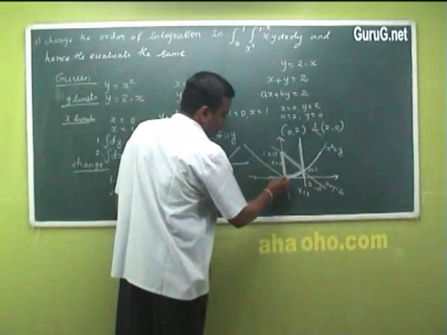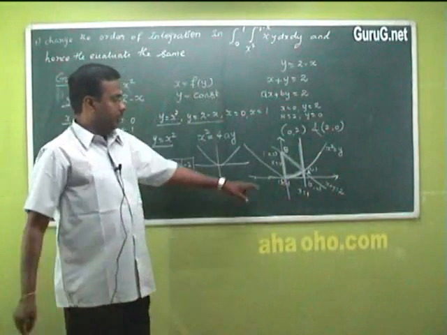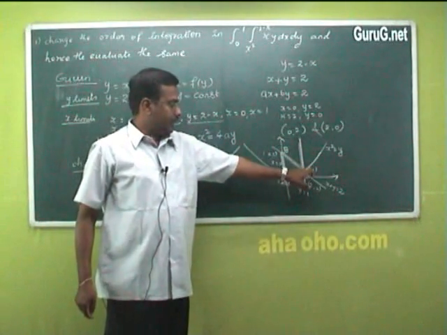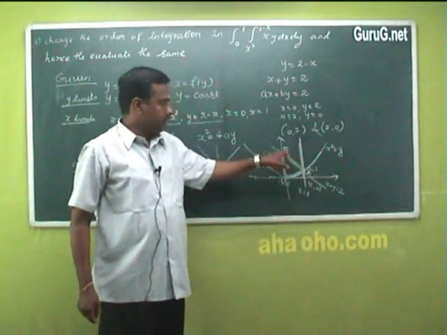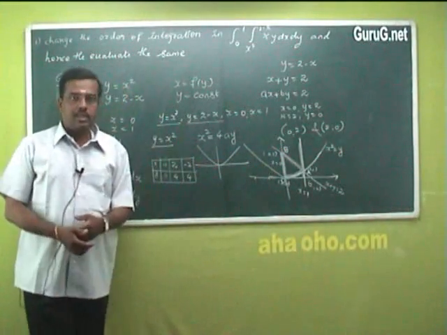Let us mark it as O, A, B is the region of integration. The point O is nothing but the origin 0, 0. The point A is nothing but 1, 1. The point B is nothing but 0, 2. What is our next step?